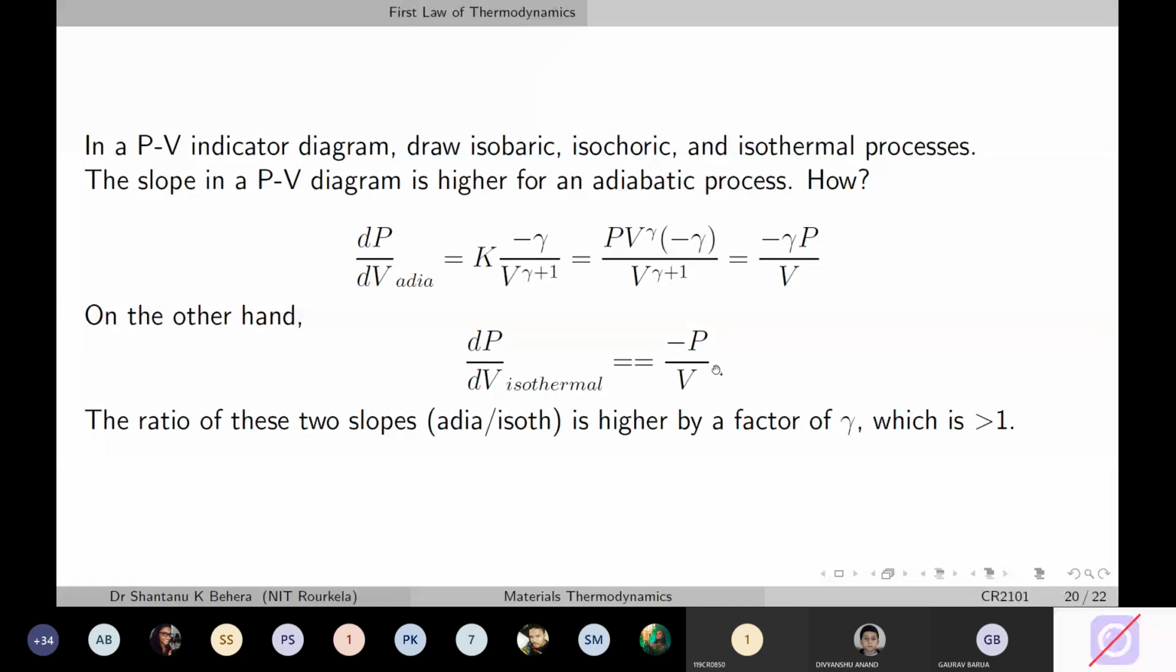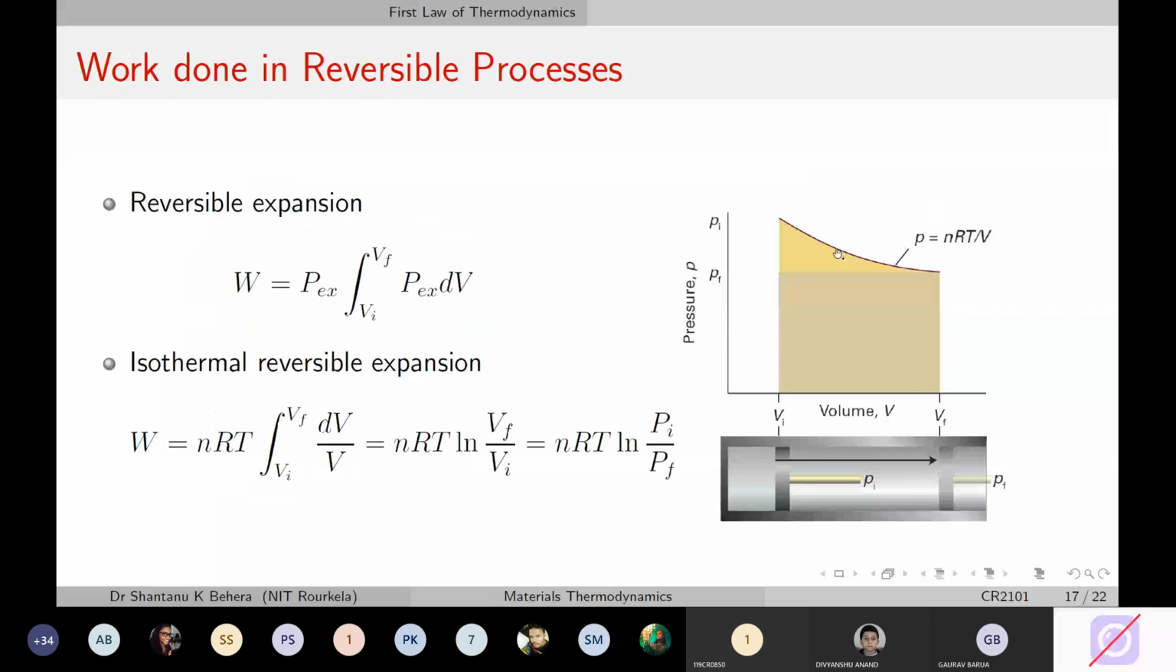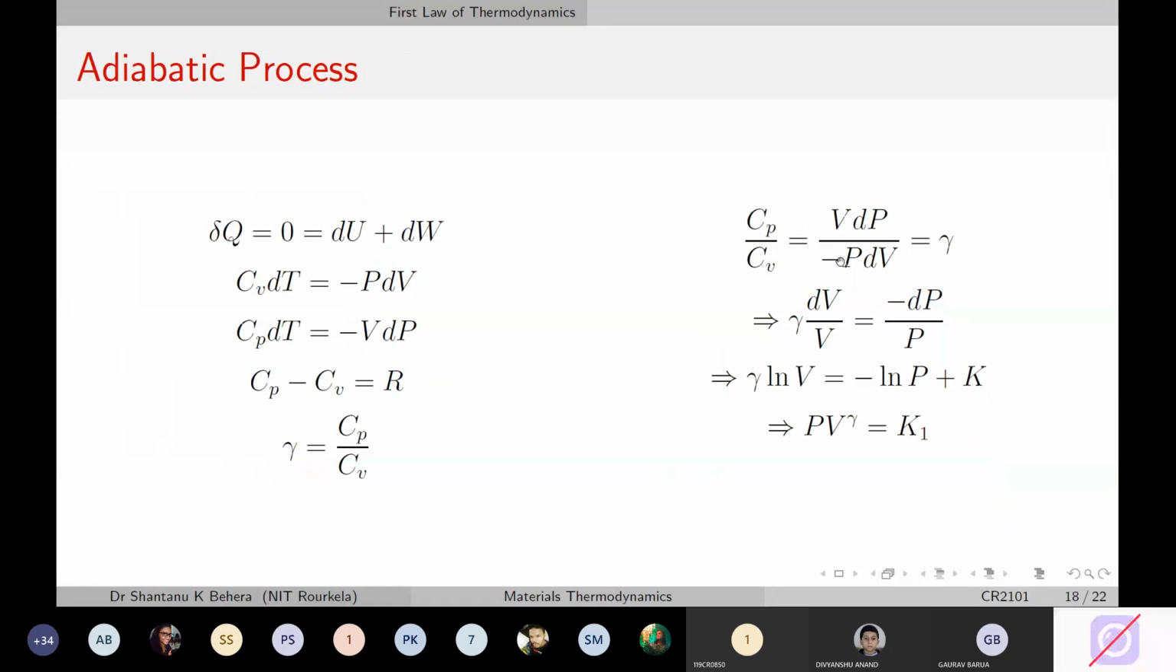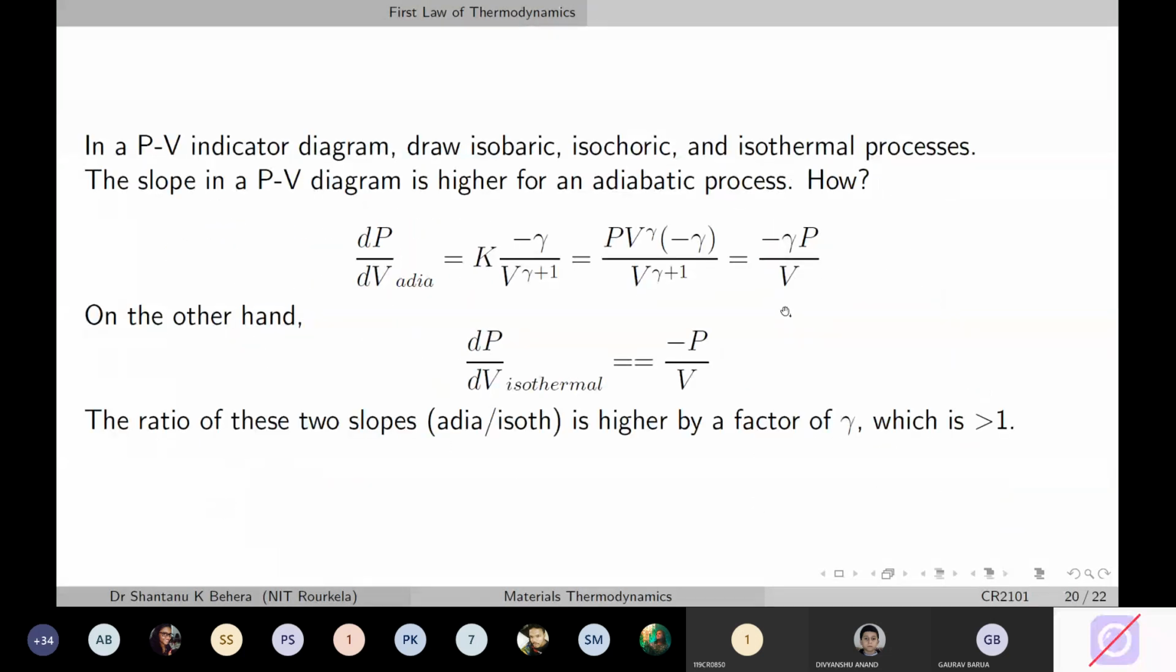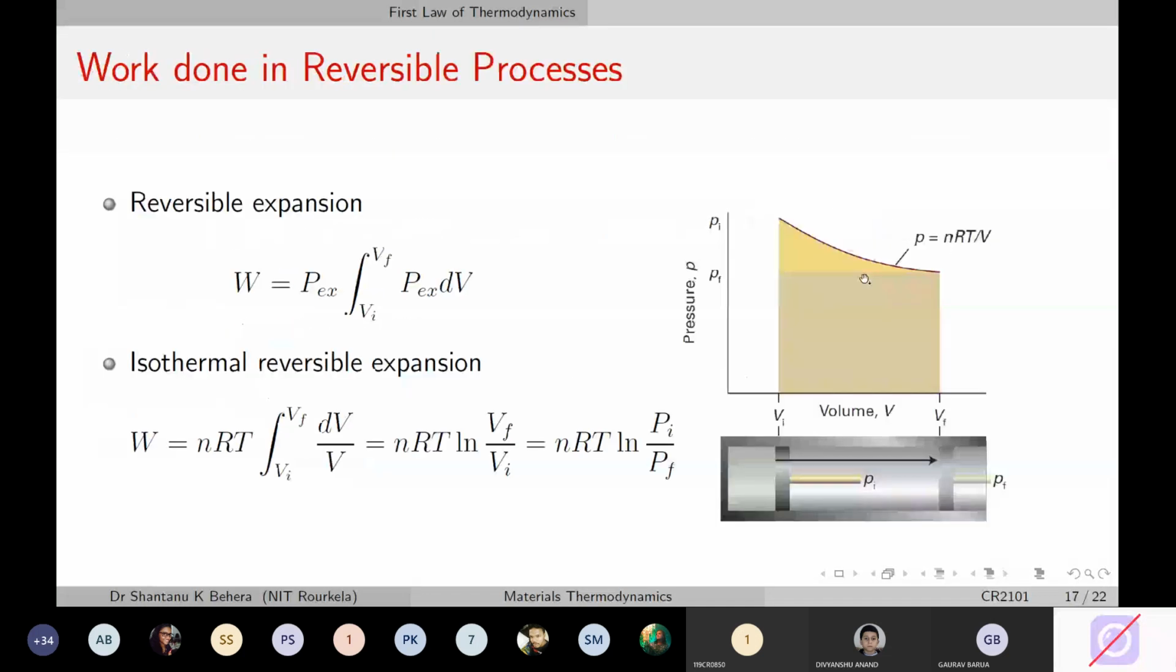If this is an isothermal process, and you figure out the slope here, that's minus p by v. Of course, that's a minus sign because it's a negative slope. But if you talk about the slope of an adiabatic process, then you get minus gamma p by v. There's an additional term, gamma here. Since gamma is more than 1, the slope is going to be steeper. That means it's a steeper negative slope.